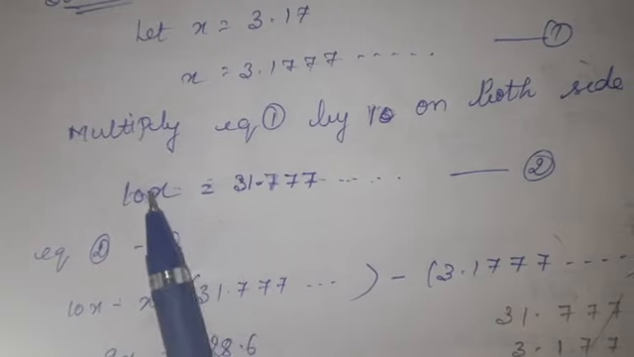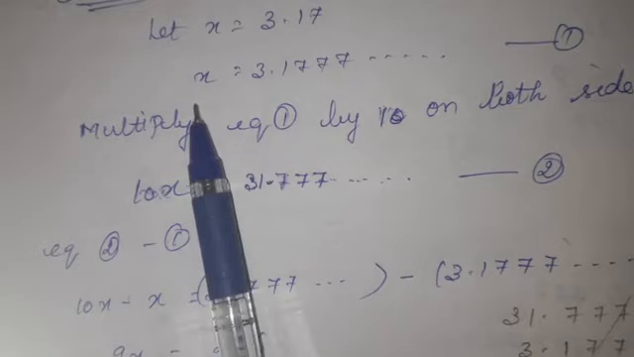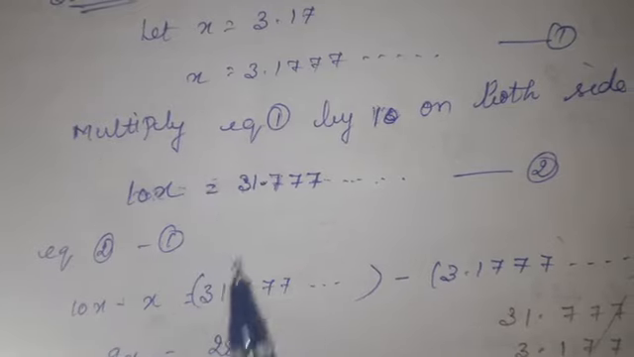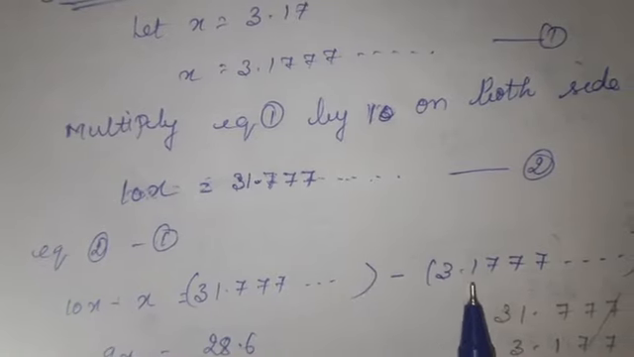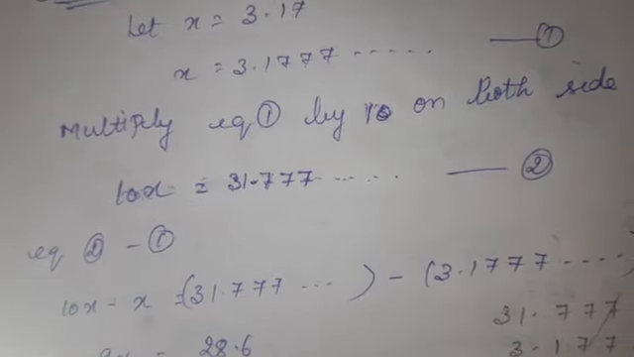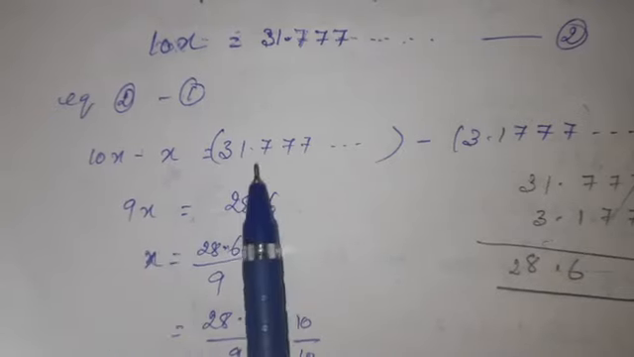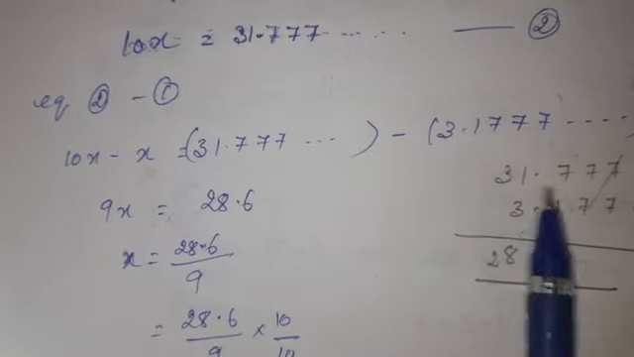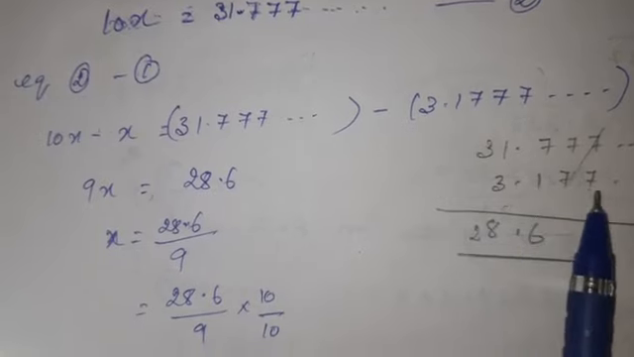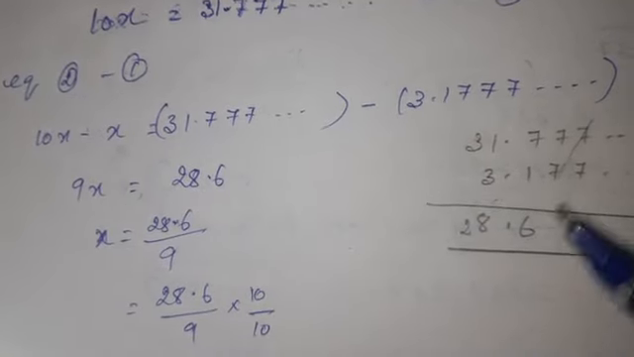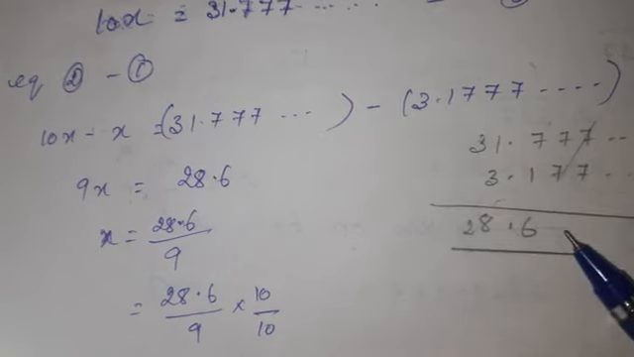Next you should do equation 2 minus 1. If I subtract, 10x minus x. This is equation 2. This one is equation 1. So 10x minus x is equal to 31.77 etc. minus 3.177 etc. 10x minus x is 9x is equal to, here you subtract this as a rough column. Here I have written 31.77 etc. and here 3.177 etc. Here listen, here 7777.